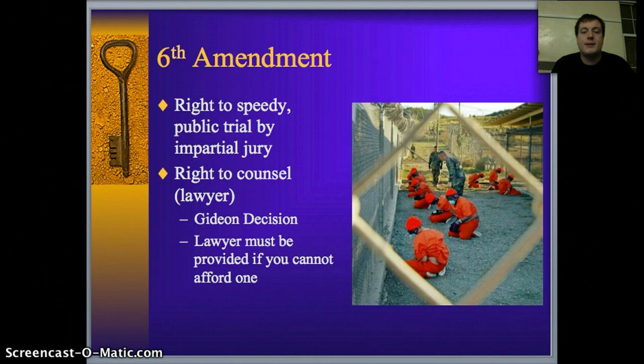The Sixth Amendment is a right to a speedy public trial by an impartial jury, meaning a jury of your peers that are not biased. You have the right to counsel, a lawyer, is what that means, and that was upheld in the Gideon decision. Gideon versus Wainwright. He was denied a lawyer even though he couldn't afford one. So a lawyer must be provided to you if you cannot afford one.